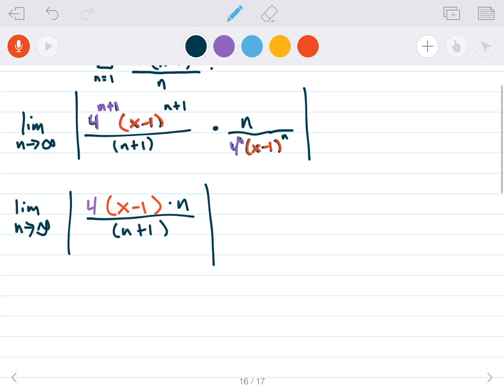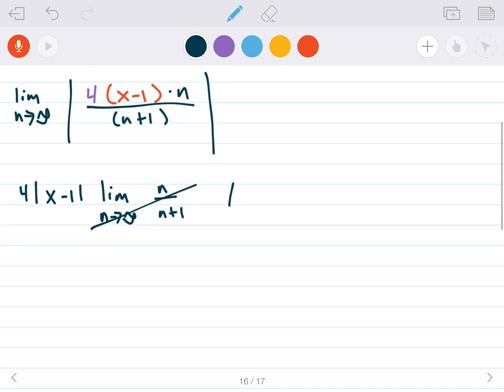Okay, so I'm going to take the stuff that I can out of the absolute value, which is the n stuff. And then I'm going to bring the 4 and x minus 1 outside. So what I have is 4 absolute value of x minus 1 on the outside, limit as n goes to infinity of n over n plus 1. And however you look at it, this is going to be 1. L'Hopital's rule, or divide top and bottom by the highest power. So what we get is 4 absolute value of x minus 1. And by the way, this was the ratio test, so this is our L.